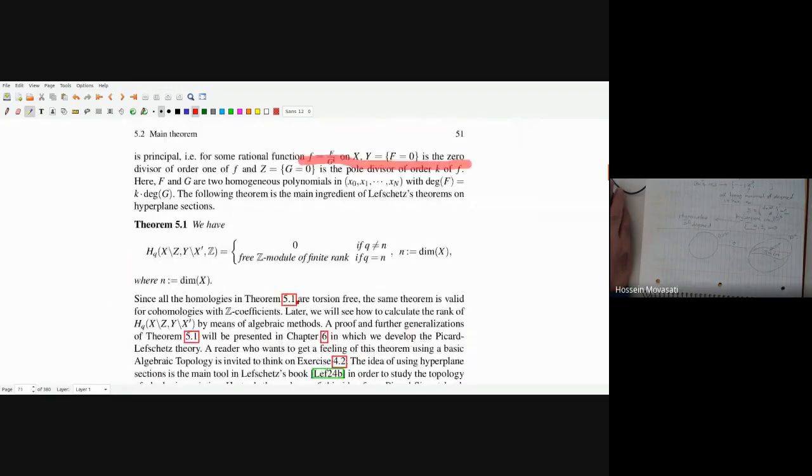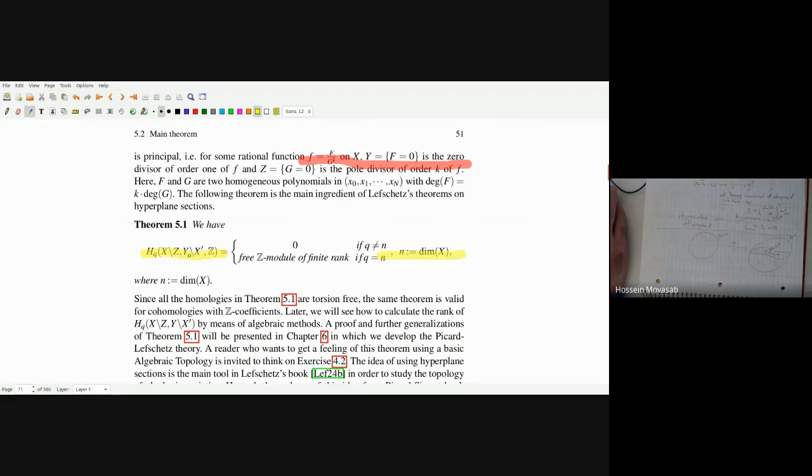So the main theorem that for a few lectures we will be around, this theorem and its proof, is this one. This is the kind of cohomology that we will try to prove. You remember that first of all, the idea is that we want to remove z from our x.